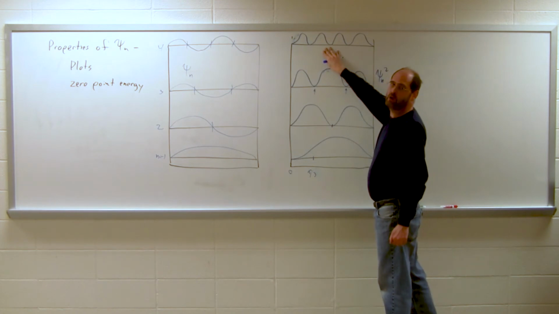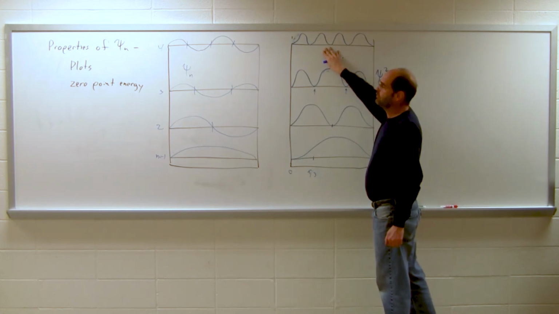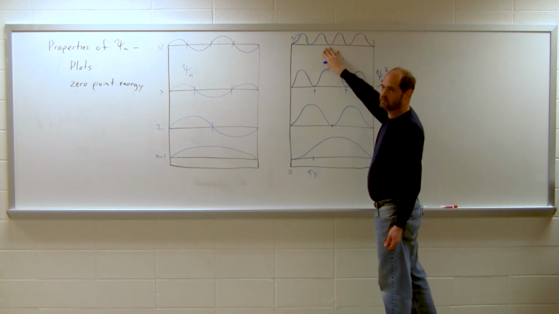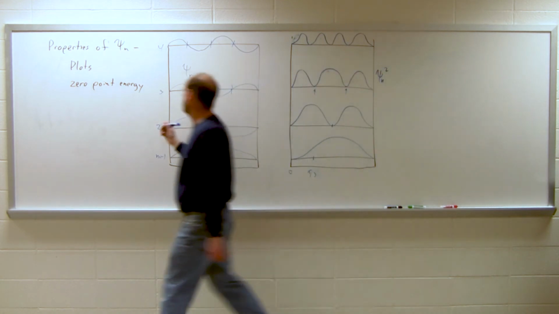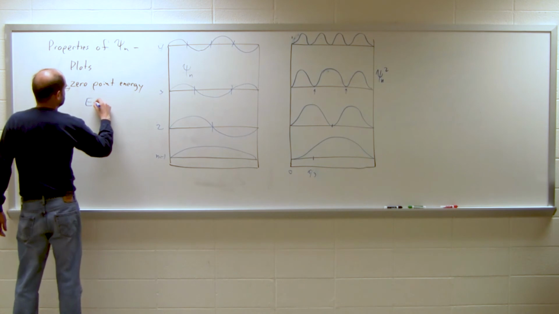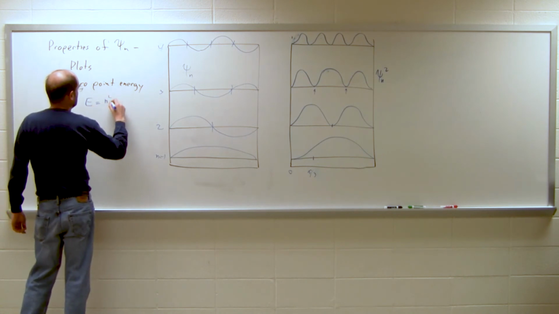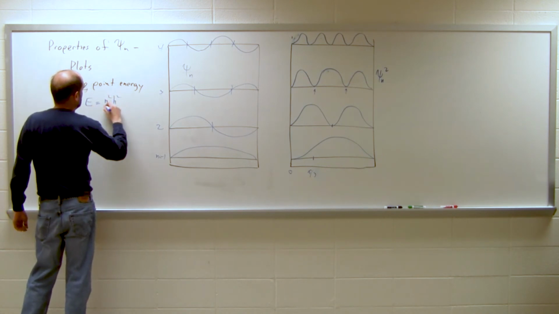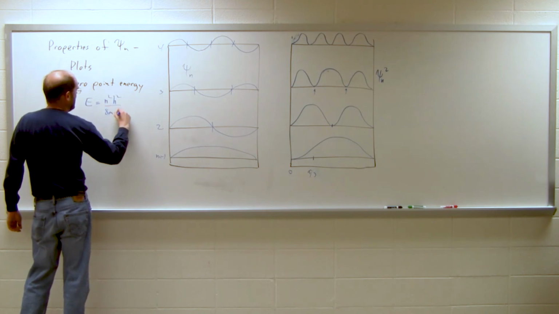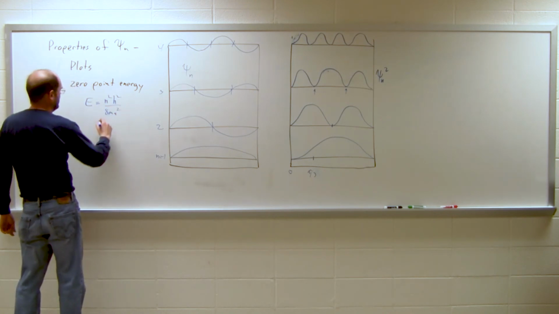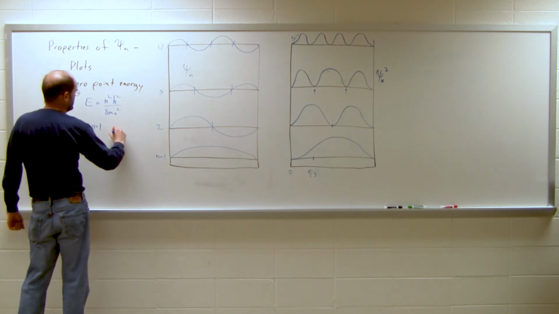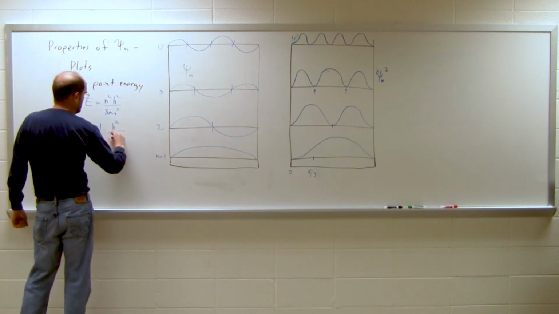I mentioned the zero-point energy. So zero-point energy is the energy that the system has at its lowest energy point; it does not have zero energy. In fact, remember, energy is equal to n squared h squared over 8ma squared. For n equals 1, the lowest energy state, the energy is h squared over 8ma squared.